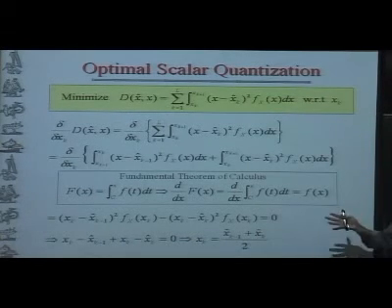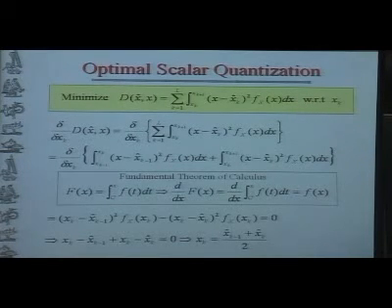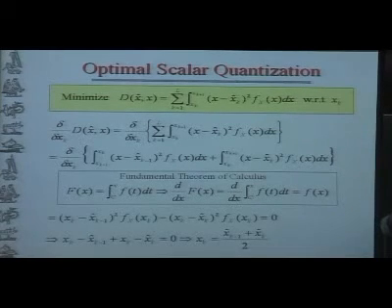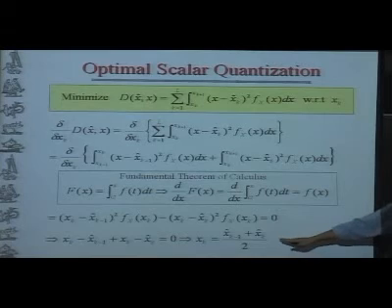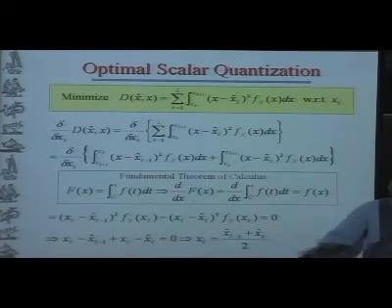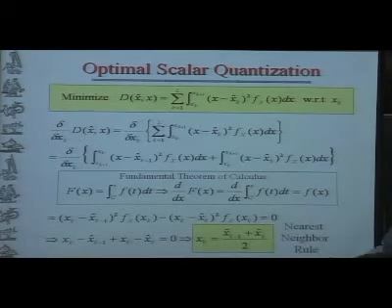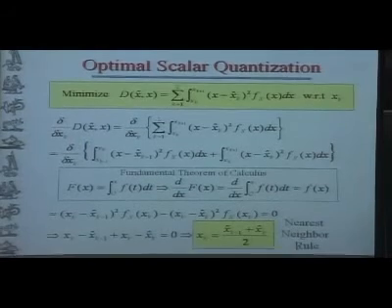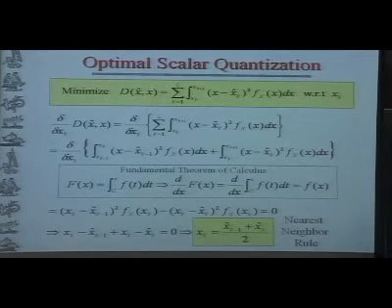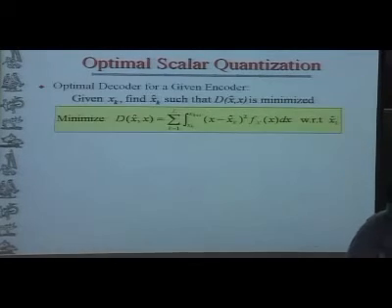You're given the red points. There's nothing you can do about it. Somebody designed the red points. That's the way it is. But we have control of the decision interval, and the optimal decision is right in the middle of the two red dots. So this is called the nearest neighbor rule. You take two neighboring reconstruction points, the red dots, and put your decision right in the middle. So that's the first problem.